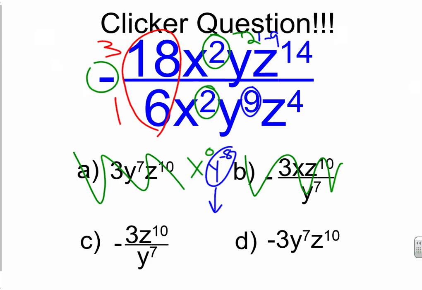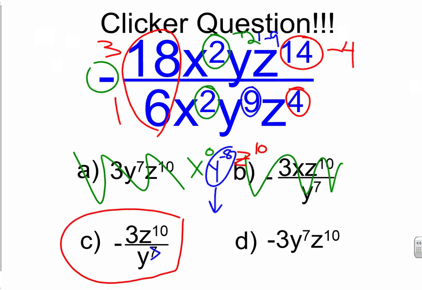Oh, a little mistake there. So this should be an 8 right here. And then, of course, once I get there, I'm going to go ahead and do 14 minus 4, and I should have z to the 10th power on top. So our closest best answer is C, but that exponent should be 8 instead of being 7.